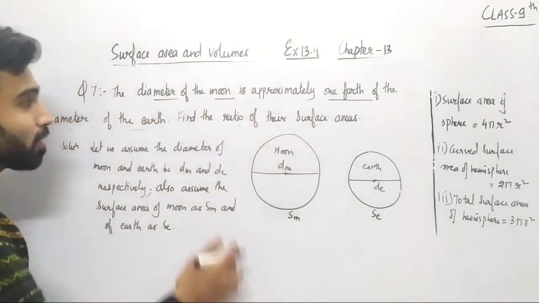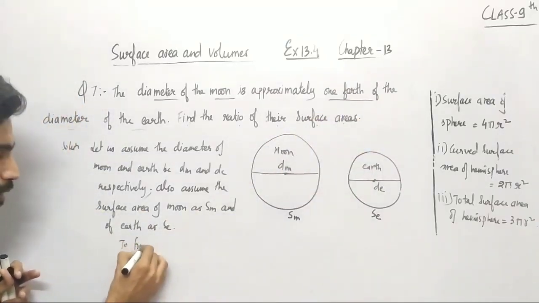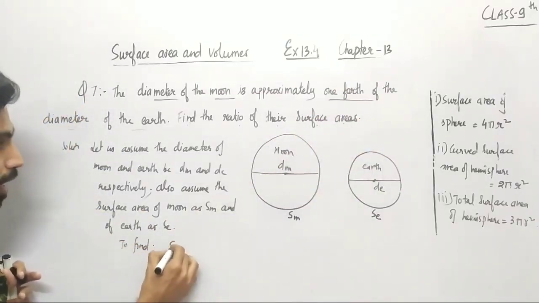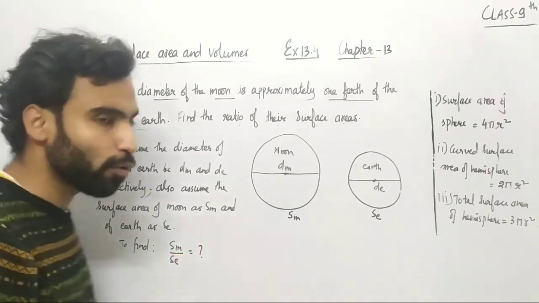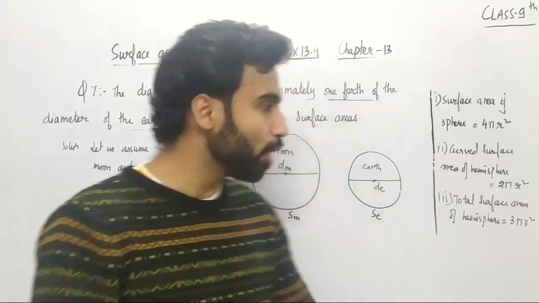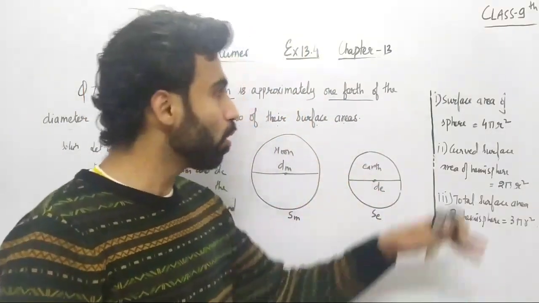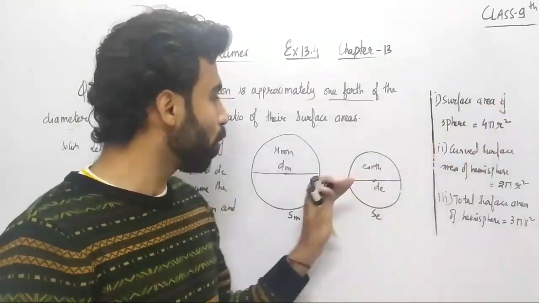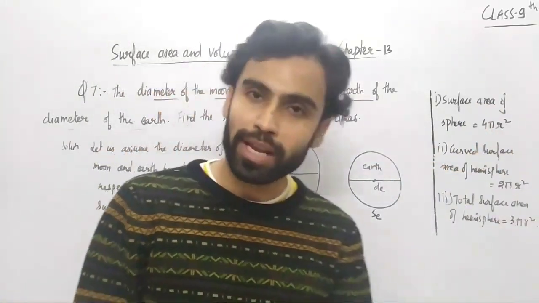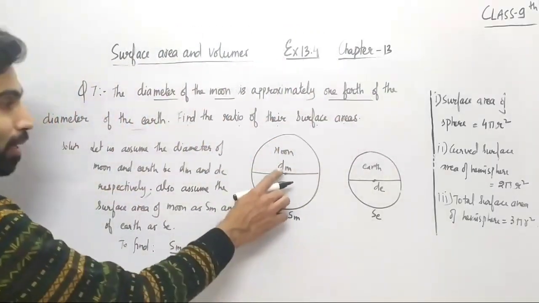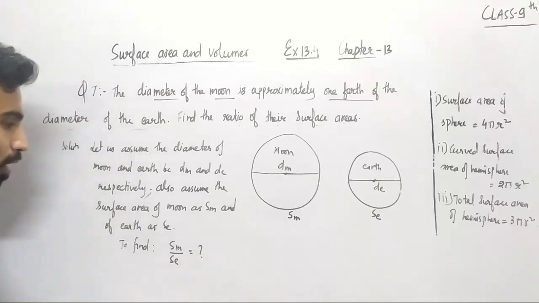Now next step is, we have to find out their ratio, that is to find in this question is sm/se, right? So this is what we have to find out in this question. Now we know that both moon and earth are spheres, so to find out the surface area of both the spheres will be from the formula 4 pi r square, right? Now as we were given the diameter, what do we need for the formula? Radius. So let us talk about the radius.